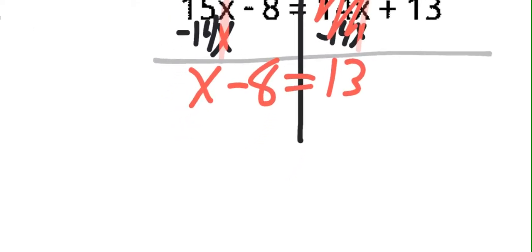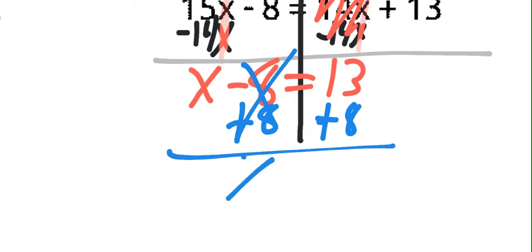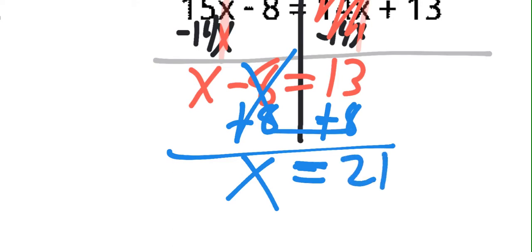I've only got one step left. I've got to get rid of that minus 8, so I'm going to do the opposite with plus 8. These two cancel out. I'm left with x on the left and 13 plus 8. 13 plus 8, if I can make that work, is going to be 21.